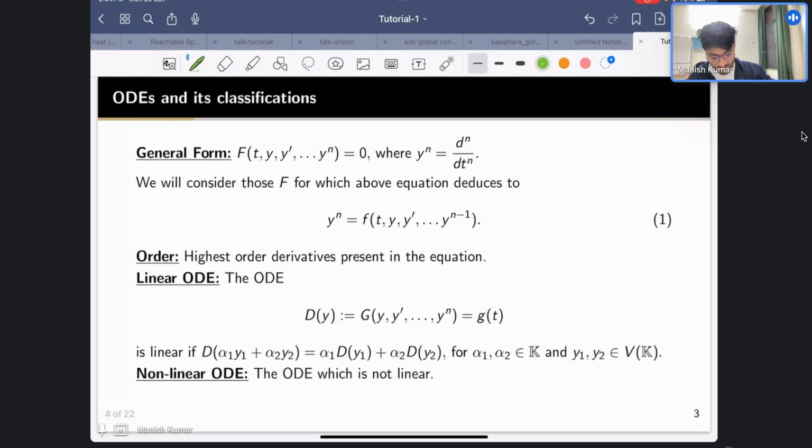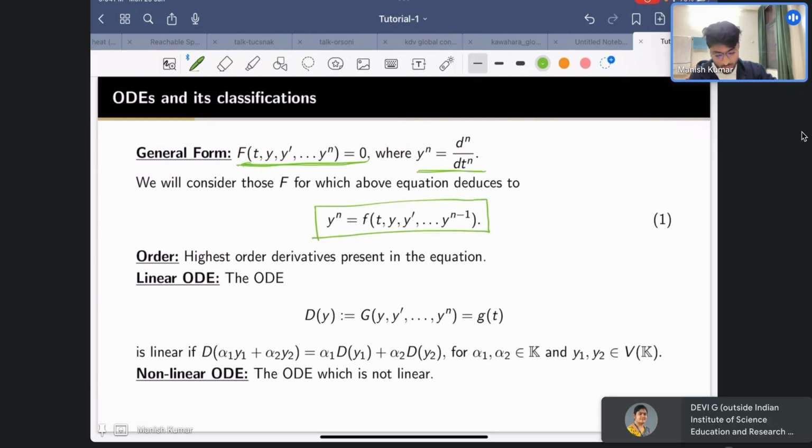Let's see a few classifications based on linearity or non-linearity of the differential equation. As I mentioned, this is the general form of an ODE, short for ordinary differential equation, where y^(n) is just the nth derivative of y. We'll consider in particular this type of differential equation.